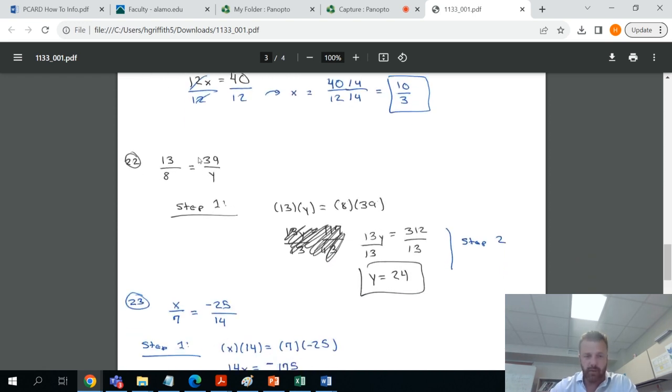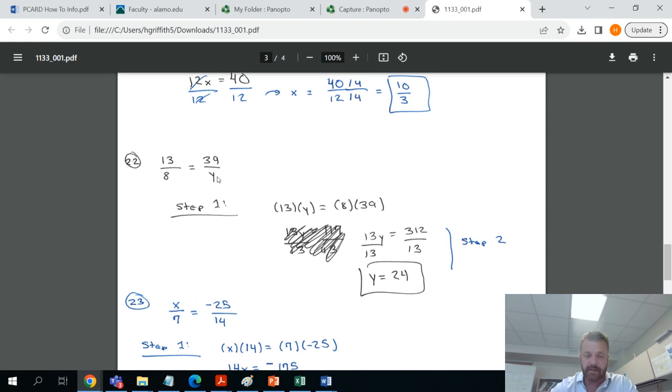So for 22, we have the proportion 13 over 8 equals 39 over y. What they're trying to show you here is that the unknown variable can be in any of these 4 spots. In addition, you don't have to write the variable as x. You could write it as y. Regardless, you're going to solve this the same way. You're going to apply the cross multiplication or cross product rule.